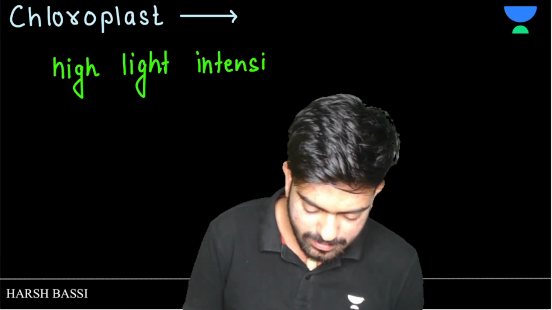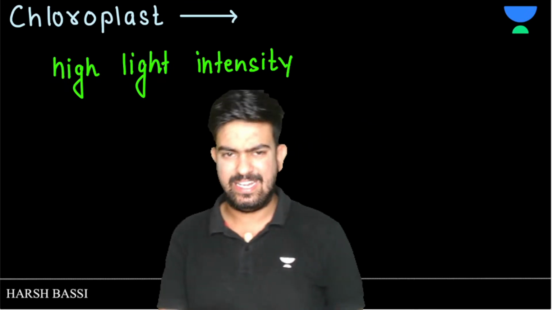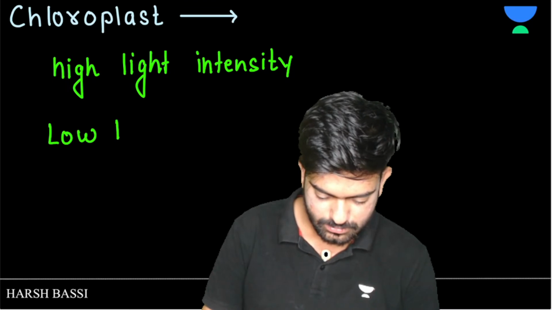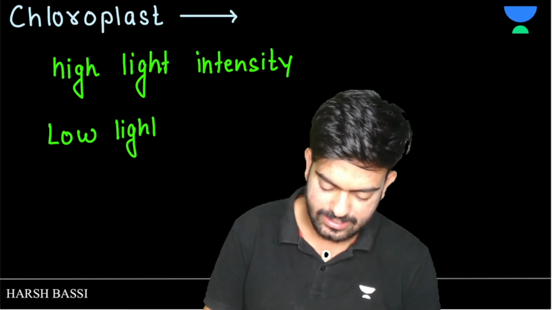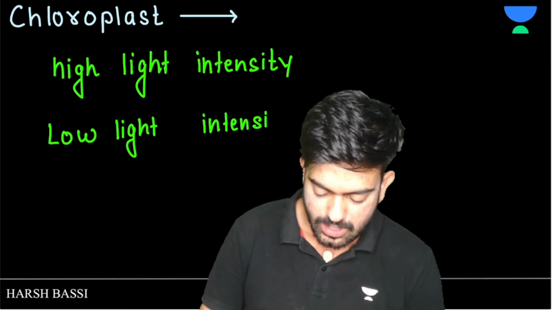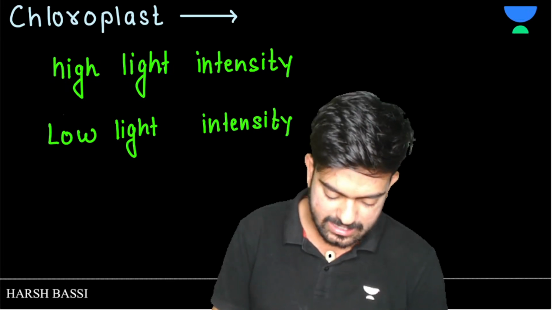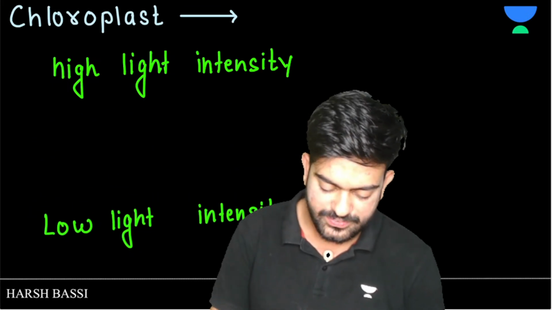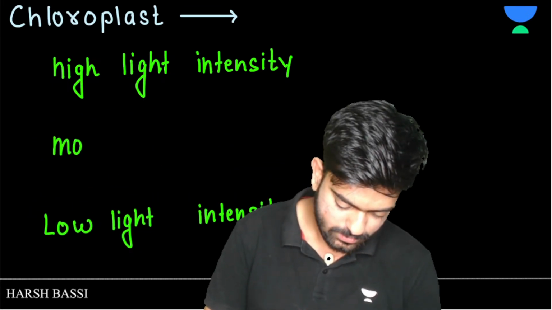The second one will be what? The second one is low light intensity. Okay. Low light intensity. Clear? And let's have the third one. Let's have the third one as moderate light intensity.